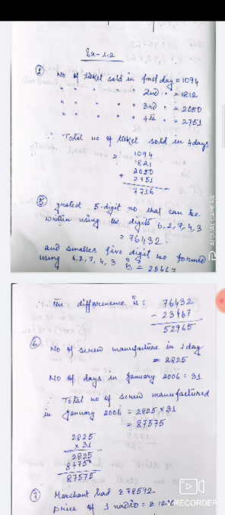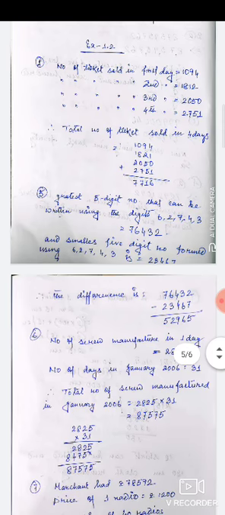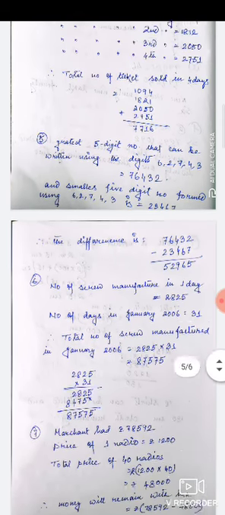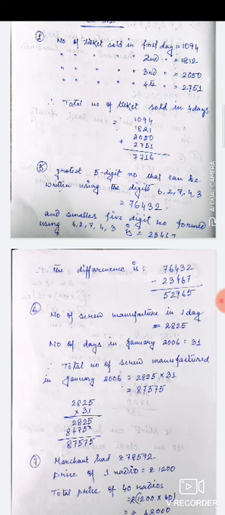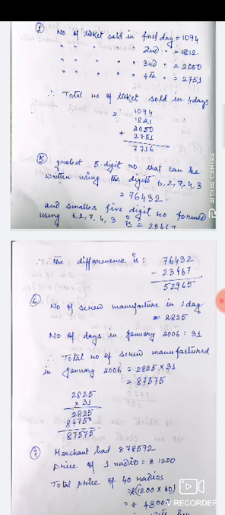Find the difference between the greatest and the least 5-digit number that can be written using the digits 6, 2, 7, 4, 3, each only once. Okay. So first we find the greatest. Question number 5. Greatest 5-digit number that can be written using the digits 62743. So for the greatest number, first we take the highest digit 7, next the highest digit 6, next 4, next 3, next 2.